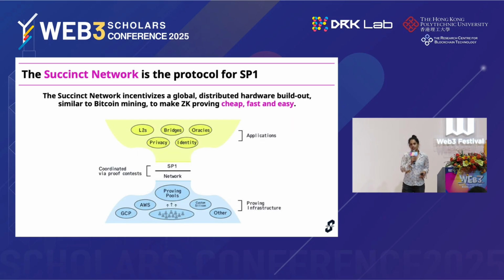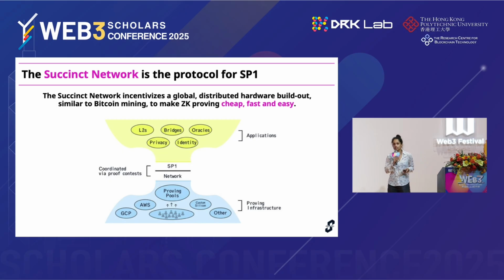And then finally, our ZK VM SP1 makes ZK really easy, it's very performant, and the final piece is the Succinct network, which is a protocol we're building to make using SP1 fast, easy, and cheap. So the protocol connects applications who want to use ZK, so for example, layer 2s, rollups, bridges, privacy, identity use cases that are using SP1, to a bunch of provers across the world who are generating proofs.